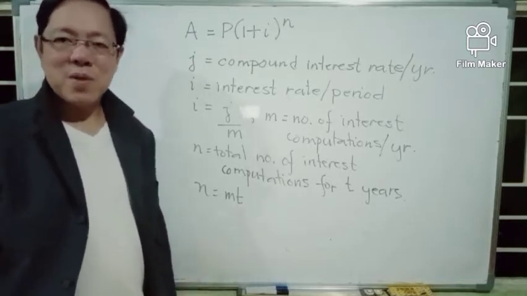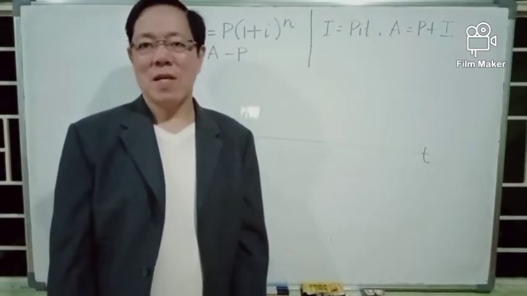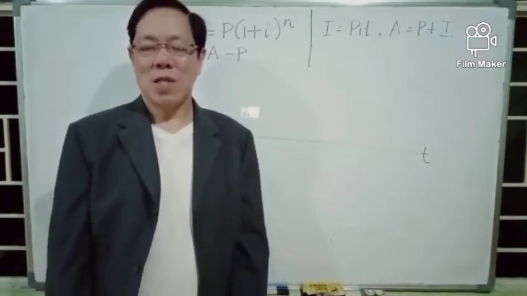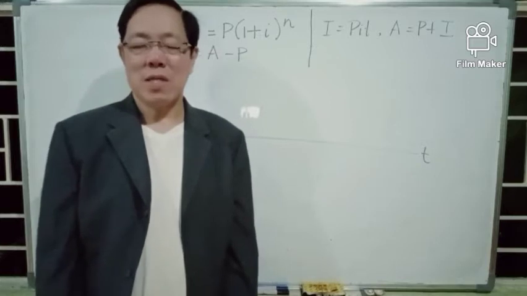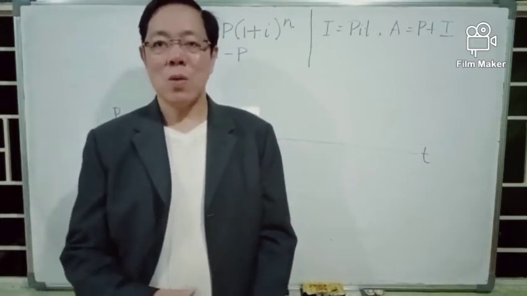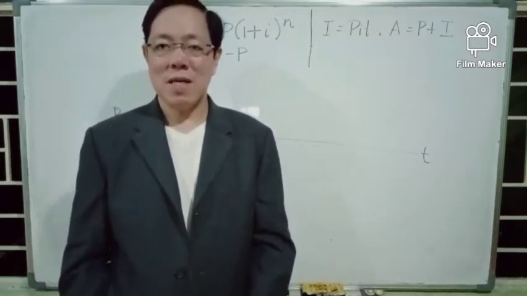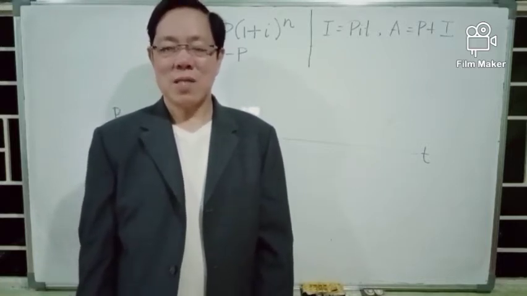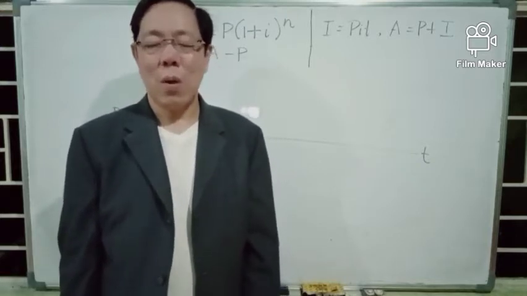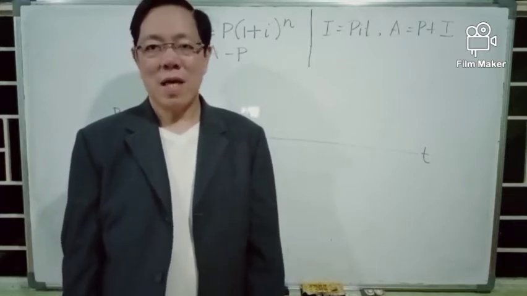Now, we differentiate between compound interest and simple interest. What is the basic difference between simple interest and compound interest? There are actually two basic differences. At simple interest rate, the amount of interest is computed only one time, regardless of the period of investment, T in years. Whether you invest for 1 year or for 10 years, at simple interest rate, the amount of interest will be computed only once for the whole period of investment.